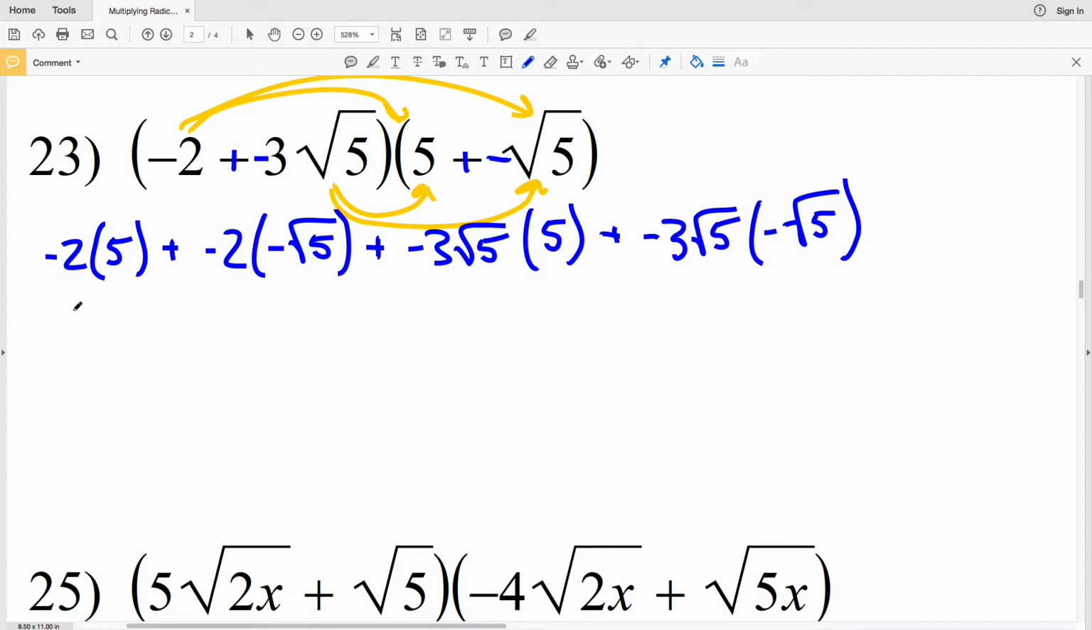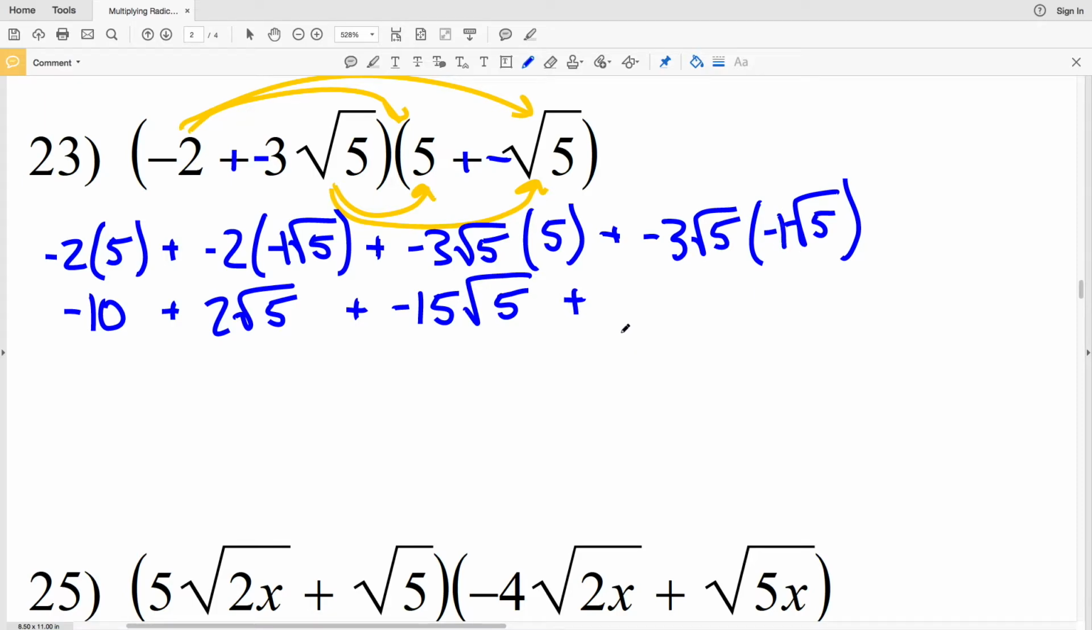So negative 2 times 5 is negative 10, and I'll add that to negative 2 times negative square root of 5, which, since negative square root of 5 is like negative 1 times the square root of 5, will be a positive 2 times the square root of 5, plus negative 3 times 5 is negative 15, and then we're multiplying that by the square root of 5, and then I'll add that to negative 3 times negative 1, which is positive 3 times the square root of 5 times 5, because the square root of 5 times the square root of 5 is the square root of 5 times 5, which I'll go ahead and write as 5 squared.